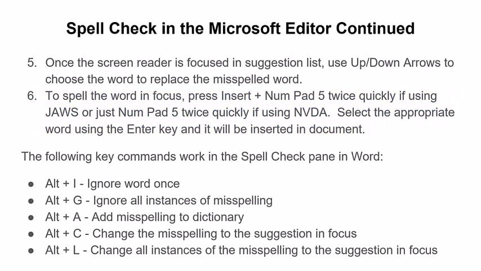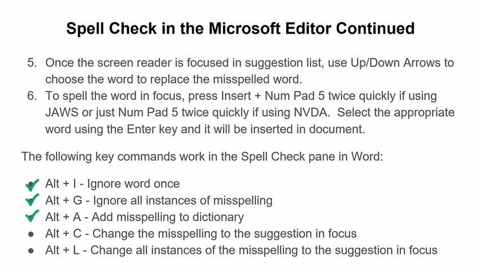The following key commands work in the spell check pane in Word. Alt-I will ignore the word once. So if you have a spelling that you know you don't want to be corrected, you can do an Alt-I to ignore the word. Alt-G will ignore all instances of the misspelling in that document. So every time that comes up, it'll ignore it.